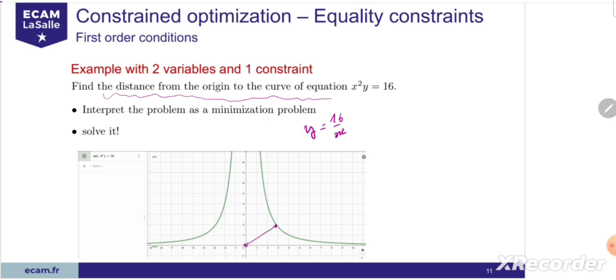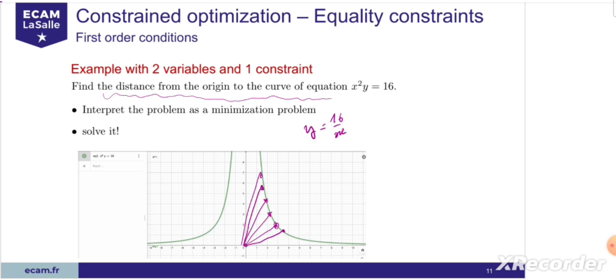Okay, so why is that a minimization problem? Because the distance between one point and a set is the minimum value that I get if I look at all the possible points that we've got on my green curve, and I want to find the minimum value of these distances. That's going to be the distance between one point and the set that is constituted by the curve.